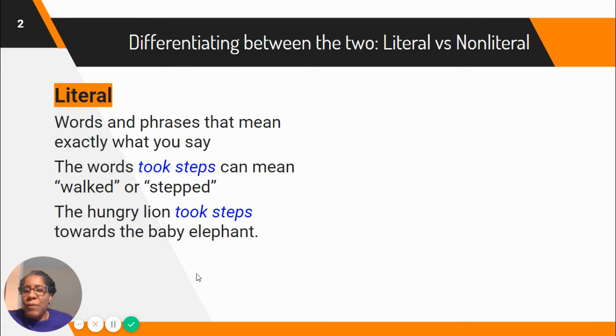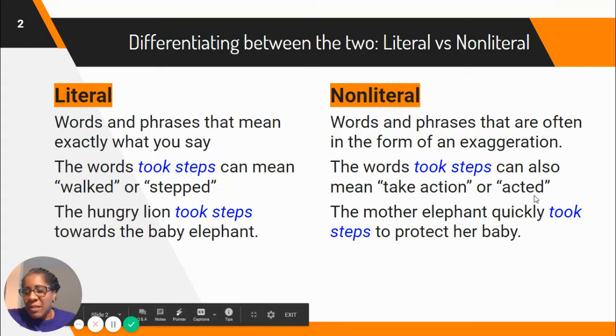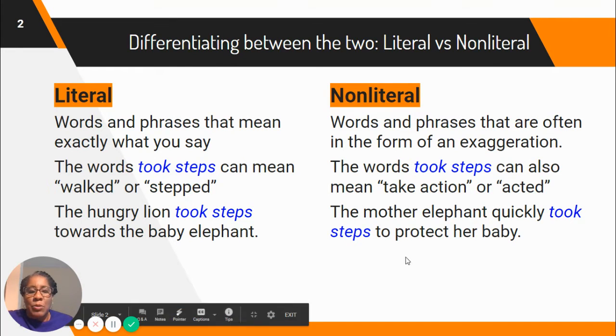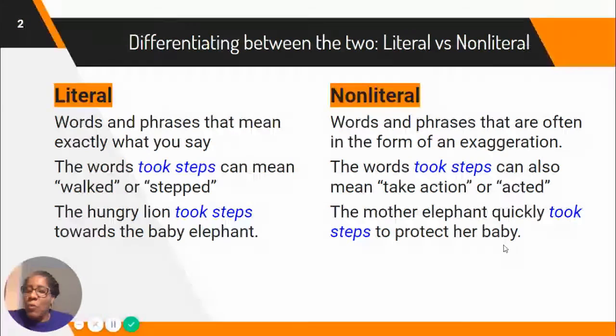An author can also use the words took steps in the non-literal sense, meaning that the phrase doesn't mean exactly what he's saying, okay? She doesn't necessarily mean that they are walking towards something. So let's look at the example here. The mother elephant quickly took steps to protect her baby, okay? So she did not necessarily walk to protect her baby, but in this case, the mother elephant took action. She took precaution, she took action again to protect her baby. Her baby was in some sort of danger. Again, the hungry lion may have been coming to attack the baby elephant. So as a result, the mother took precaution or took action to protect her baby.